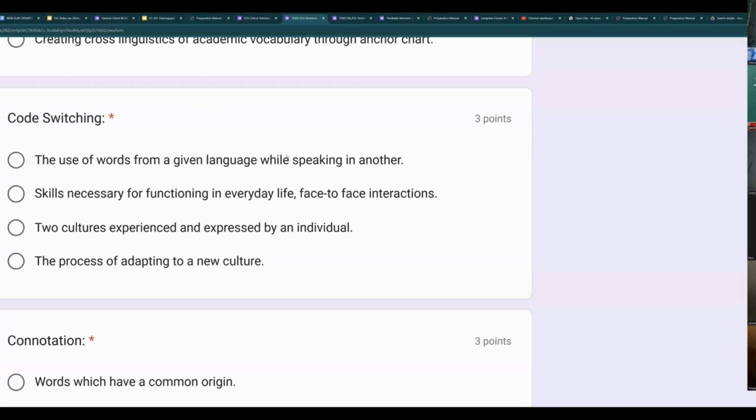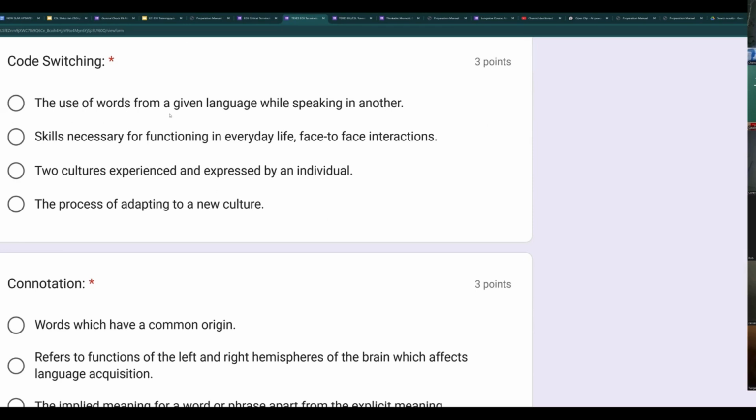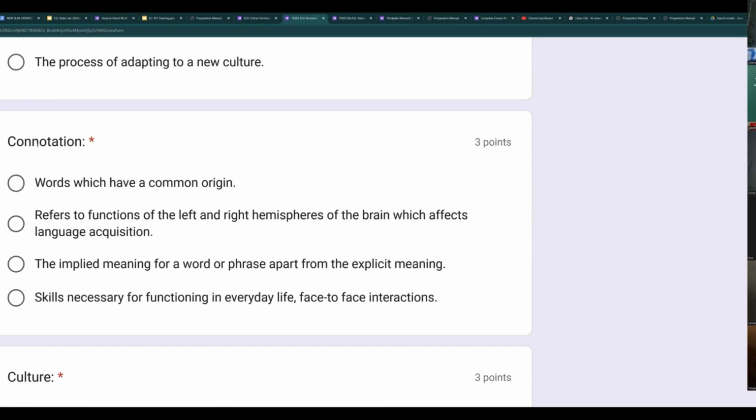Code switching is you're swapping between English and Spanish. That's how it generally means. But again, I mean, you could code switch arguably in English if you have different variations of English. So it is going to be the use of words from a given language while speaking in another, the first one. Connotation, okay, connotation is implied meaning.